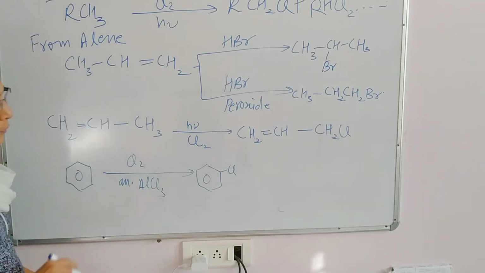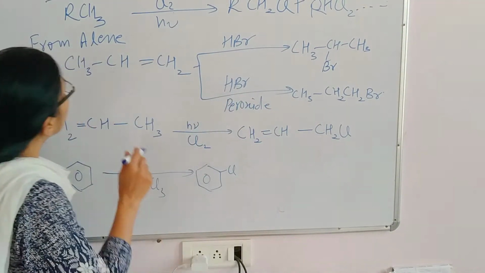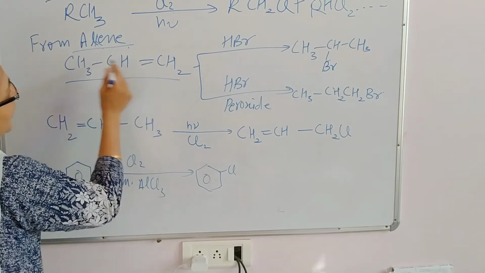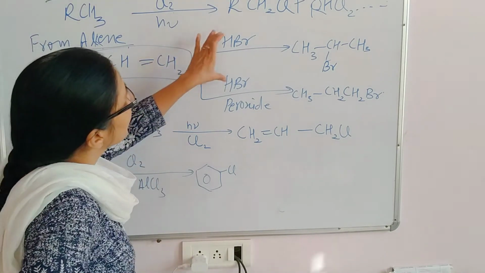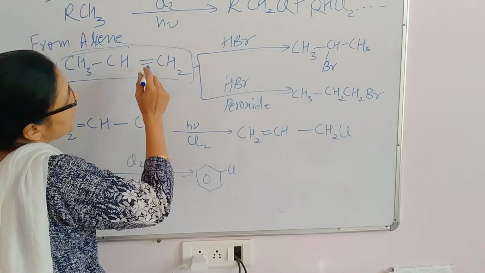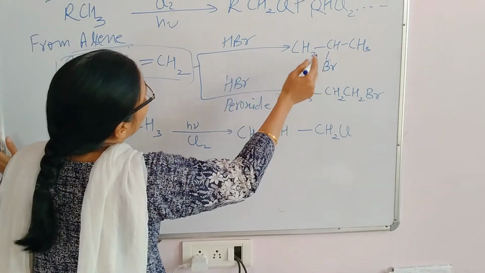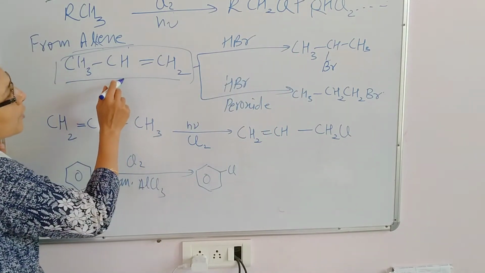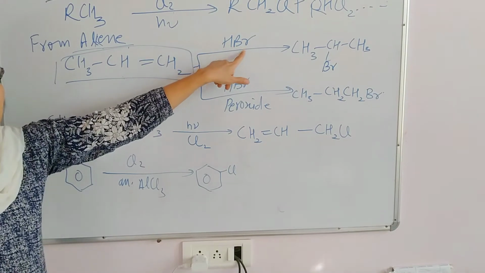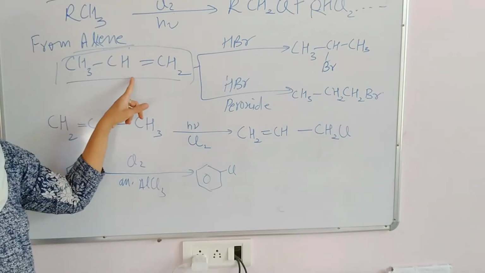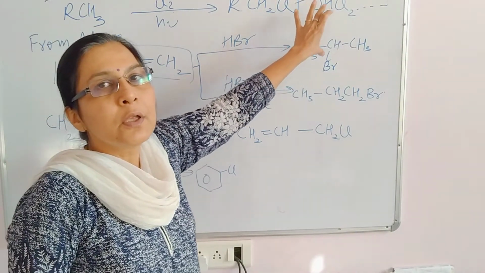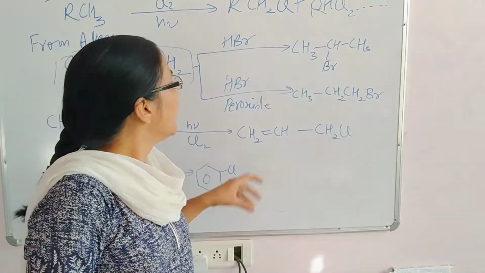Now next is from alkene. When reaction occurs from alkene, suppose I am taking the example of bromination, then HBr is added, only HBr is added, there will be formation of the product according to the Markovnikov rule. So Br will go to the carbon with less hydrogen. So there will be formation of 2 degree halide.